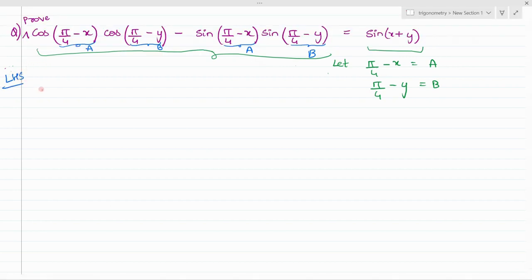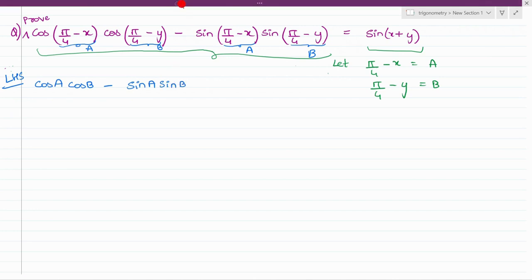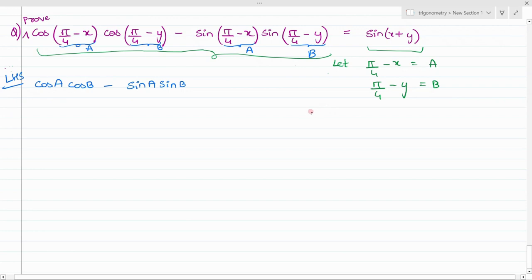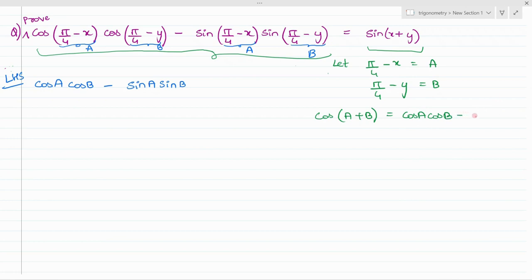Now we can write this LHS as cos A cos B minus sin A sin B. And we know this formula, which we have just discussed: cos A plus B can be written as cos A cos B minus sin A sin B. I already discussed the trick, that is, plus over here and the minus will come over here. So according to this formula, we can write this as cos of A plus B.